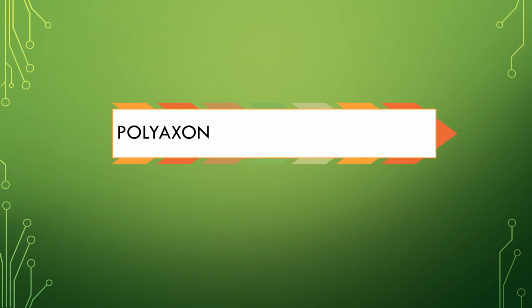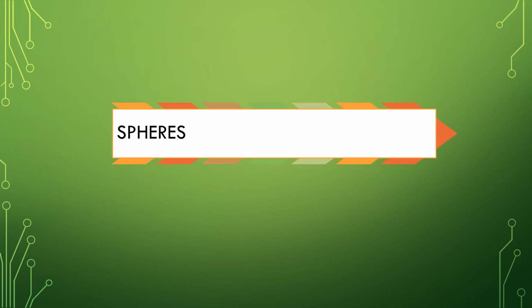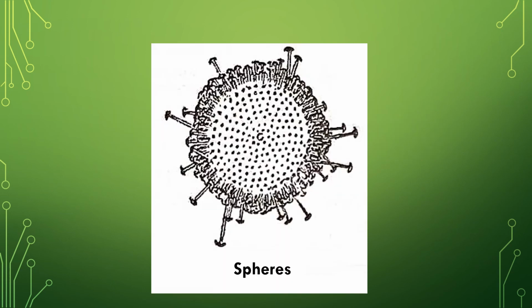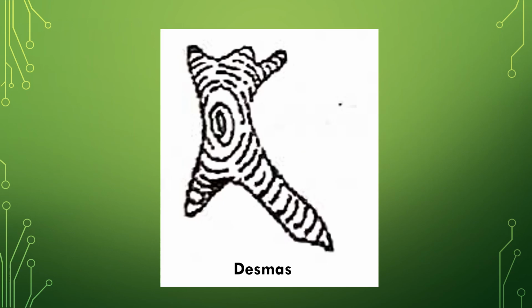Polyhedron. Here several axes proceed from the center. Diagrammatic view of polyhedrons. Spheres. These are rounded spicules in which the growth is concentric around a central point. You can see the diagram of spheres in this slide. Desmas. These are formed by the deposition of successive layers of silica on an ordinary spicule. This is the diagram of desmas.